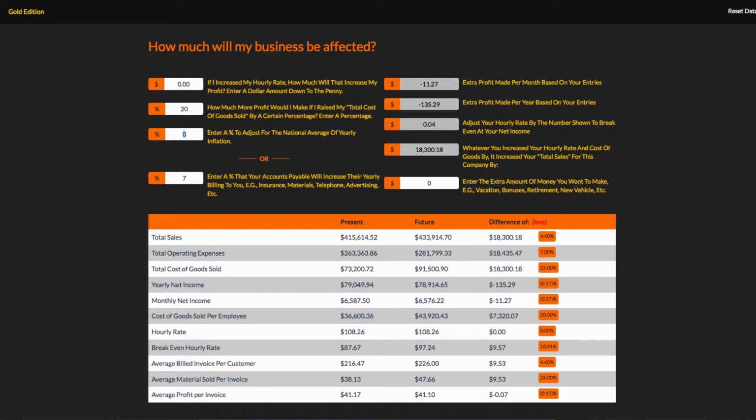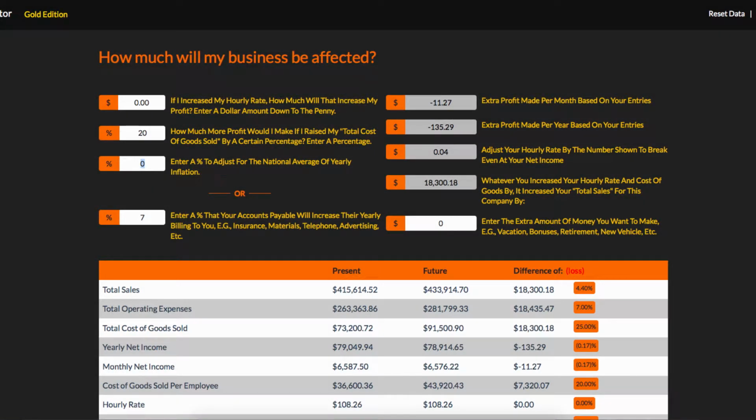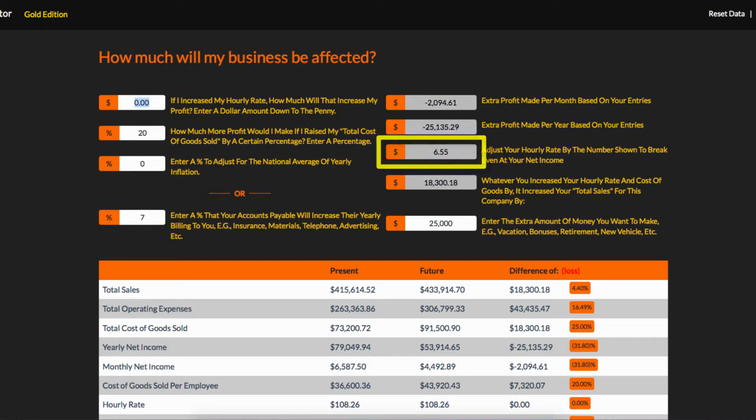So now, let's take a look at this $5,000 vacation or $25,000 truck calculation I mentioned in the previous video. We're going to enter a dollar amount for vacations, bonuses, retirement, or new vehicles right here in this box. Also, keep in mind, these calculations are based on the amount of employees you entered on the first page of the profit generator. So a company with 2 employees may have to raise their hourly rate by $5, where a company with 10 may only have to raise their rates $1.50. So let's put in $25,000 and have this truck paid off in 1 year. 2 boxes up, we see that we need to increase our hourly rate by $6.55.